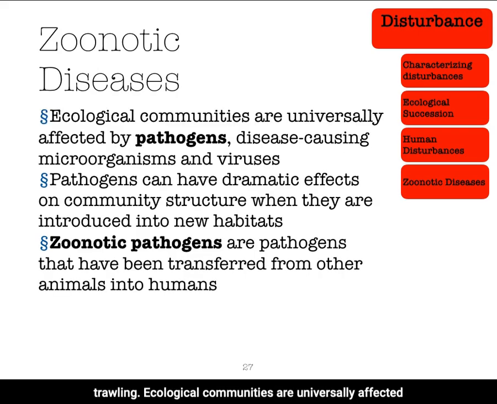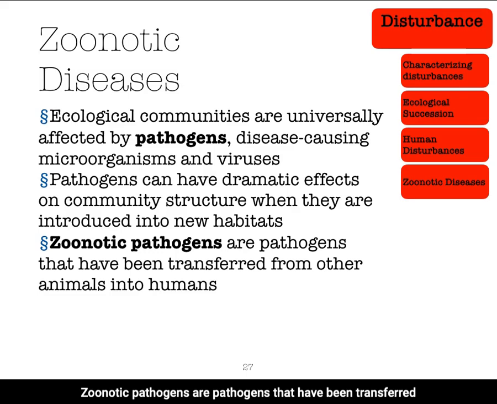Ecological communities are universally affected by pathogens, which are disease-causing microorganisms and viruses. These pathogens can have dramatic effects on community structure, especially when they're introduced into new habitats. For example, coral reef communities are being decimated by white band disease, and sudden oak death has killed millions of oaks that support many bird species.